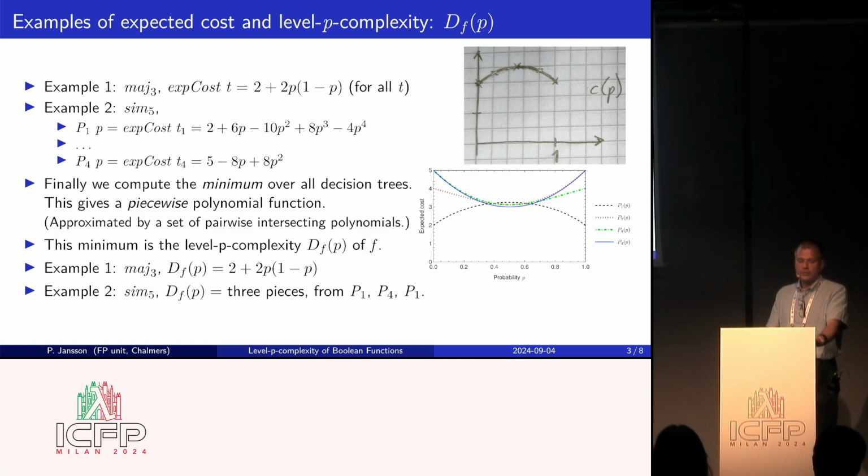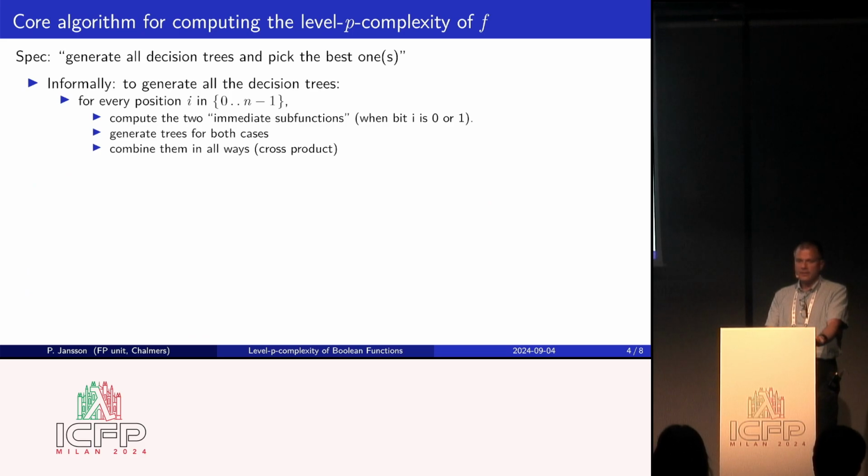And for the general algorithm here, the basic specification, you could say, is generate all decision trees for your function, pick the best one. Easy, obviously correct. Well, easy, I mean, you have to say how you generate them, and this is one example of describing it. So for every possible start bit, generate 2 immediate subfunctions. If you take the bit and set it to 0, you get a smaller function of n-1 bits. And then you can continue generating all decision trees for that one.